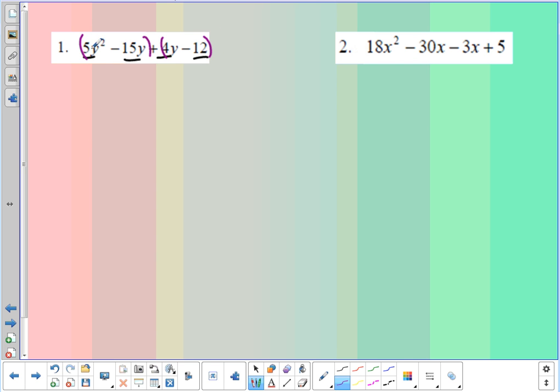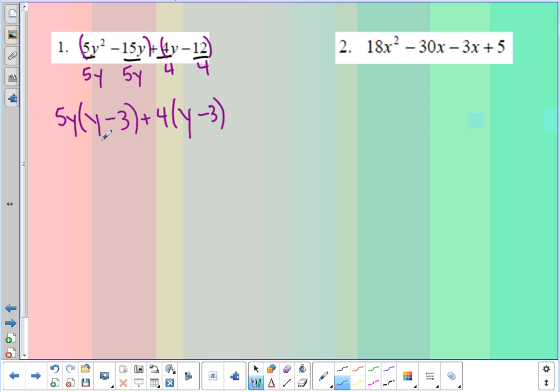those GCFs. So from 5y squared minus 15y, I can divide by 5 and y from both terms. So 5y is my GCF out front. 5y squared divided by 5y just leaves me with y. And then 15y divided by 5y leaves me with 3. There's subtraction in the middle. From the second set, I can take out a 4. And when I divide 4y by 4, 4 is my GCF out front. I'm left with y in the middle, and then minus 12 divided by 4, which is 3.